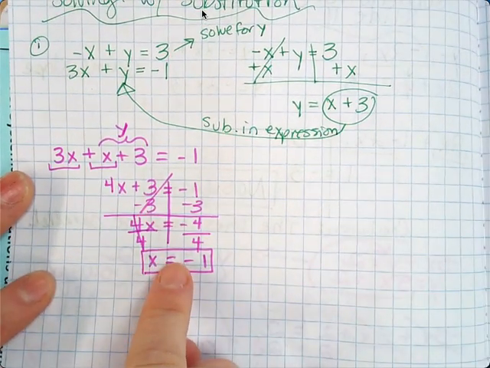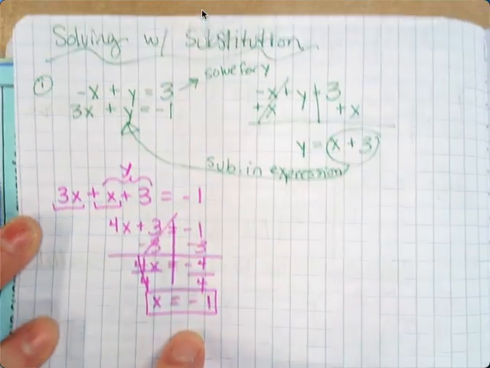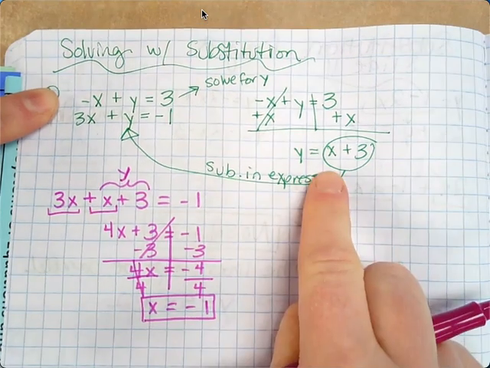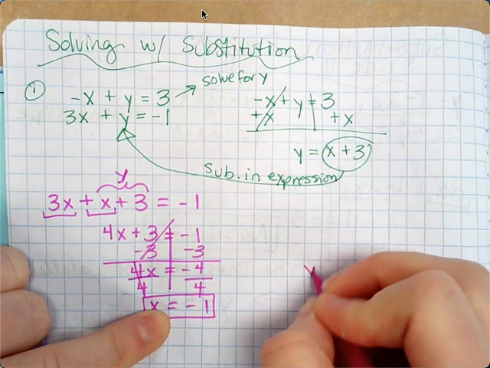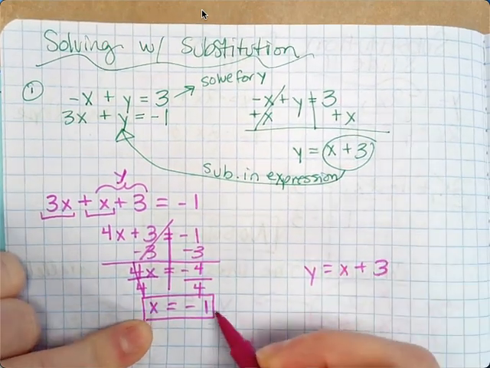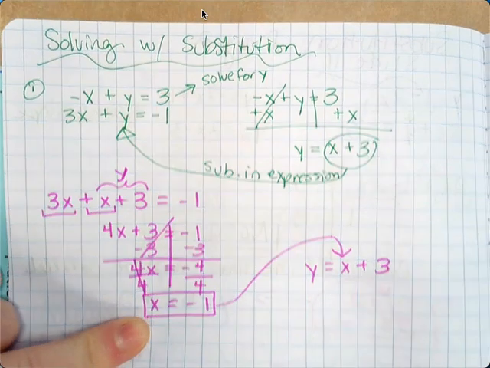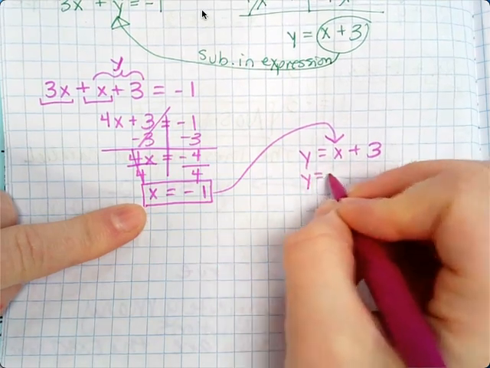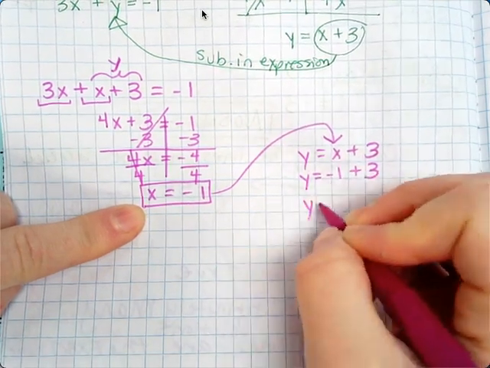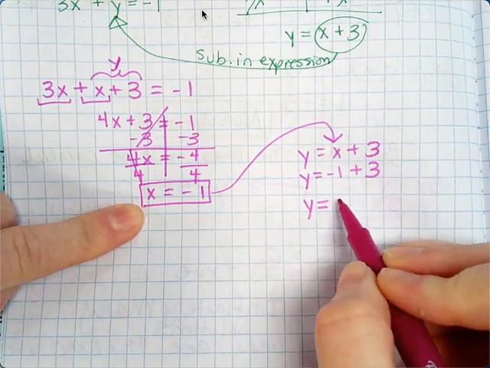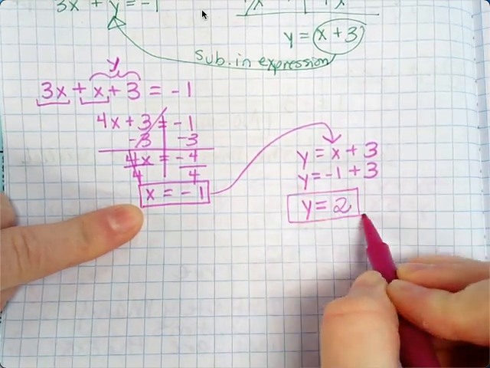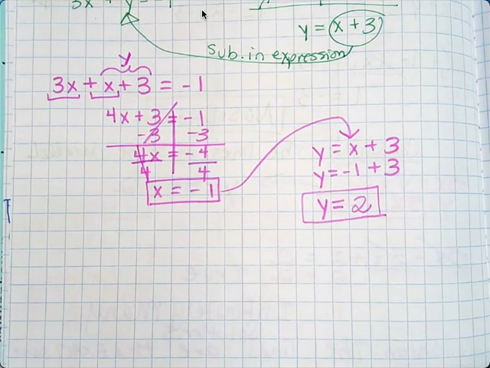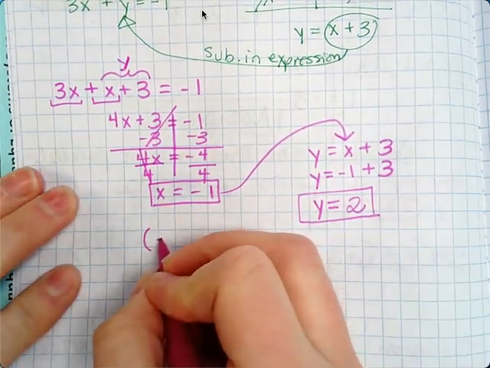Okay, so we have one of the variables. Now we need to plug this in for one of these equations. We can actually plug it in over here too. So I'm going to say y equals x plus 3. I'm going to sub then the -1 for x. So it'd be y equals -1 plus 3. So what does y equal? Equals 2. So our solution to the system is -1, 2.